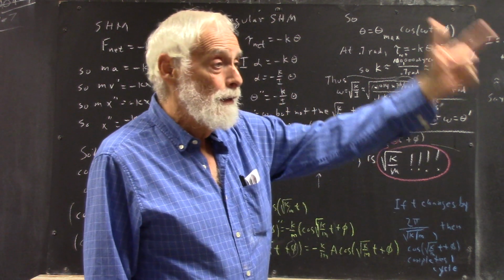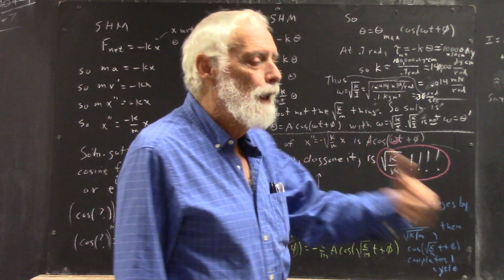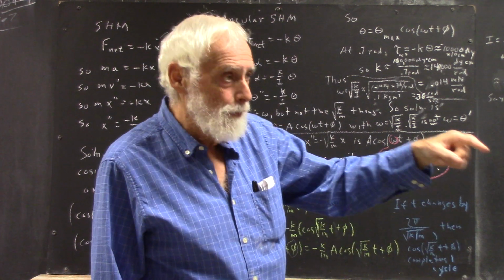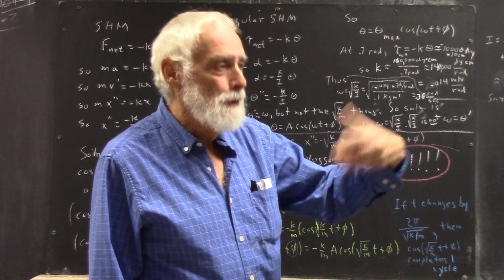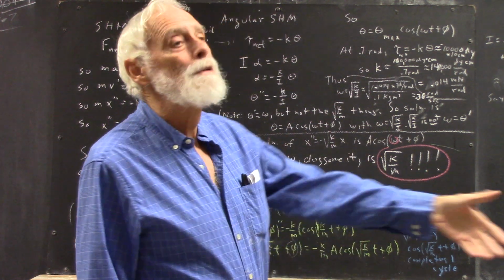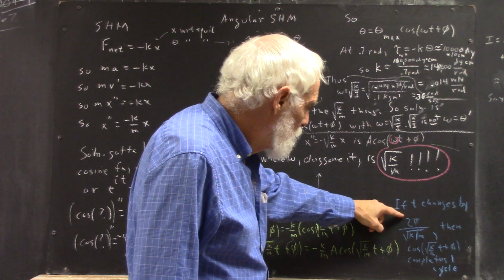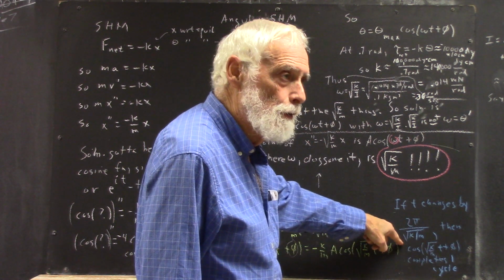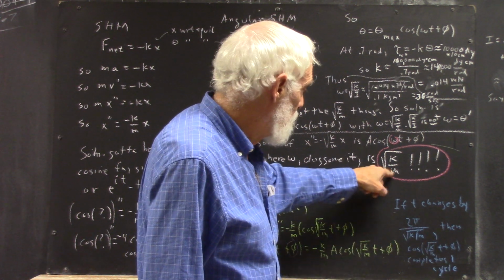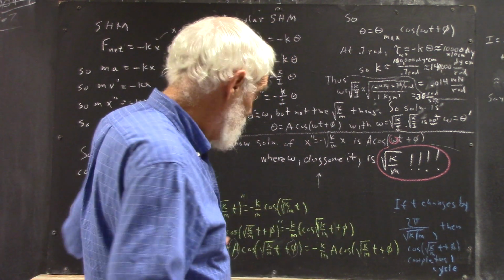And in the circular model, this omega is the angular velocity you have to have as you move around the reference circle to complete a cycle in that time. Okay? Or the time required to complete a cycle is 2 pi over omega. 2 pi over omega is 2 pi over the square root of k over m. So square root of k over m is what we call omega. There's a reason for it.